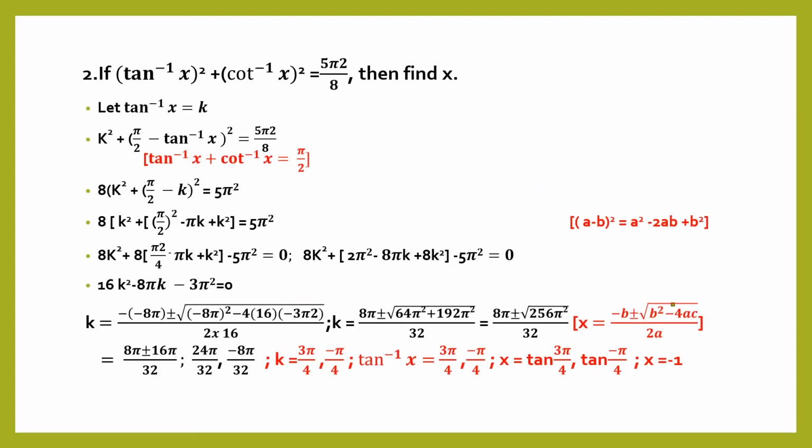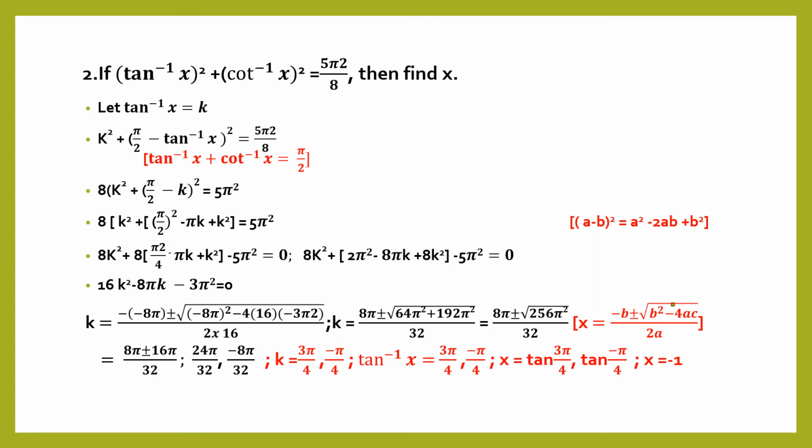Here comes the second question. If (tan inverse x) the whole square plus (cot inverse x) the whole square equals 5 pi square by 8, then find x. So we can take tan inverse x as k, so that the equation will reduce to k square plus, and here what we have done is instead of cot inverse x we have taken pi by 2 minus tan inverse x.